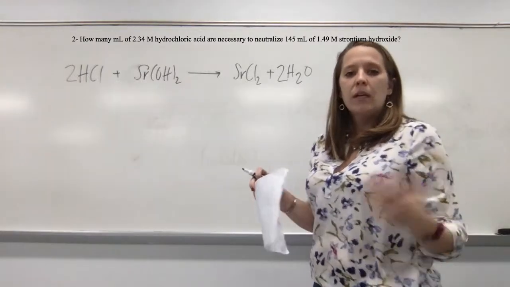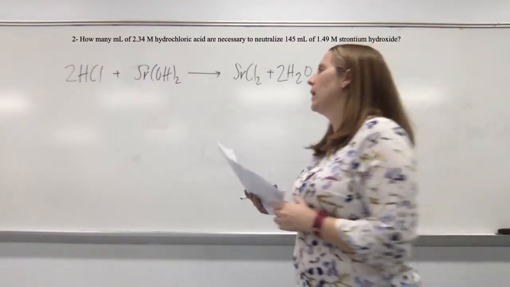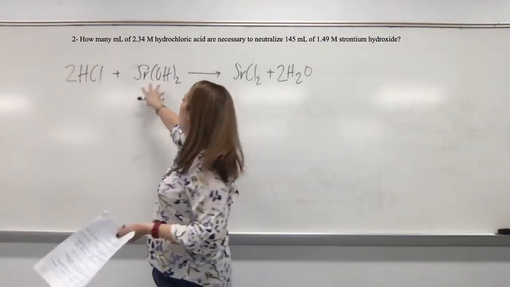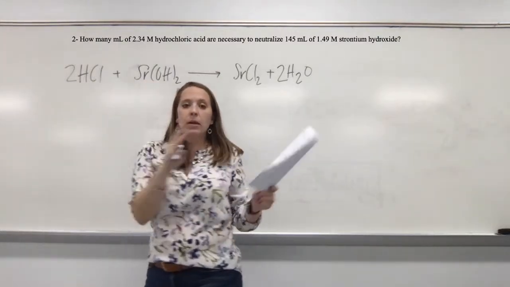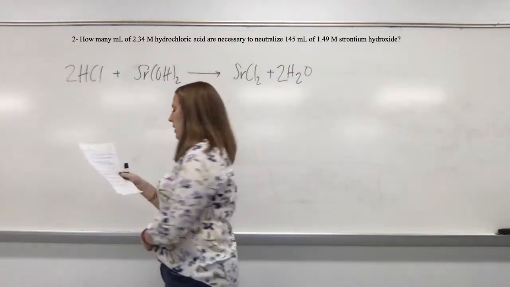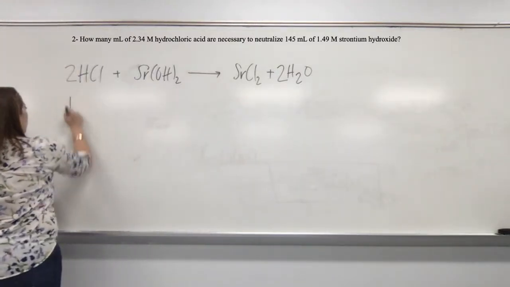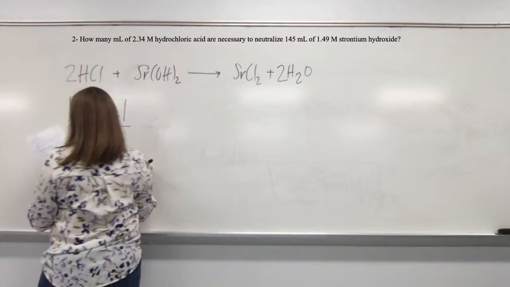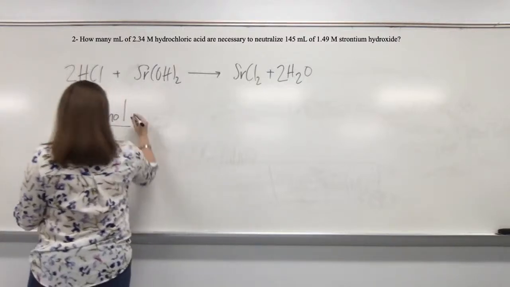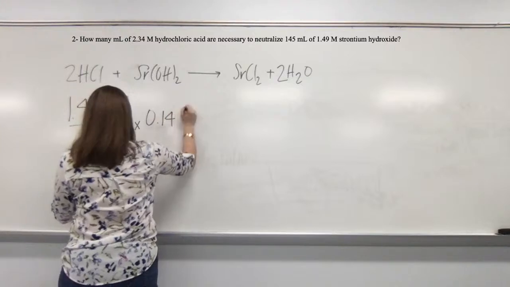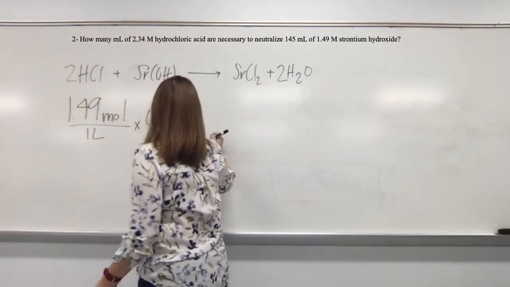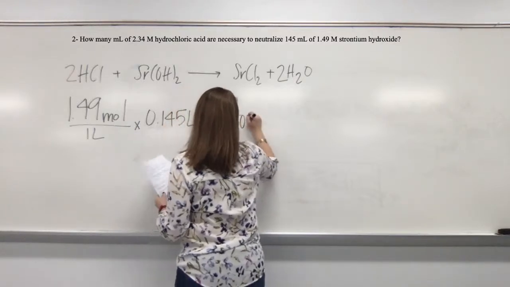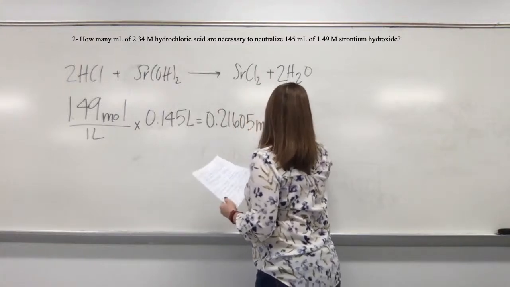So once we have a balanced equation, now we can start to do math. A titration question asks, or in this case, a neutralization, at what point are these two equal? That's what happens at neutralization. So in this case, we're going to take our 1.49 moles in 1 liter and multiply that by 0.145 liters, which is going to give us, hopefully I did this math correctly, 0.21605 moles of strontium hydroxide.